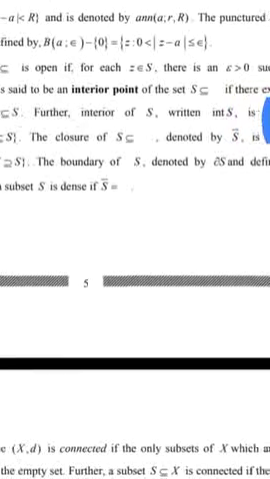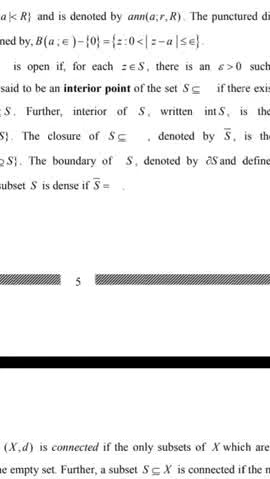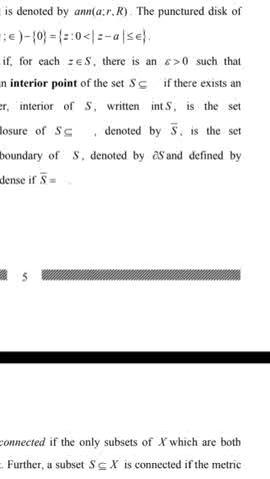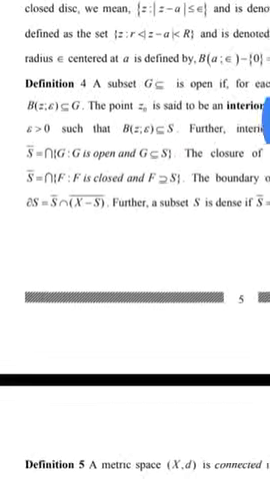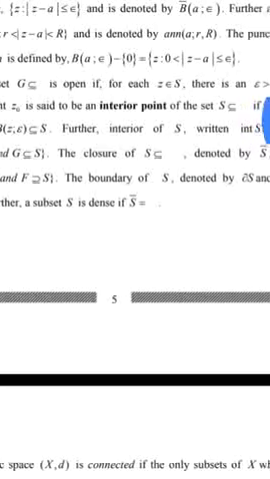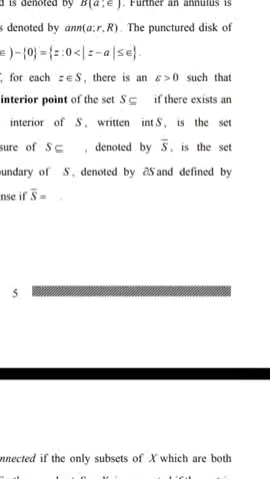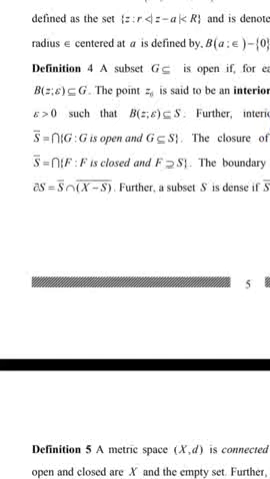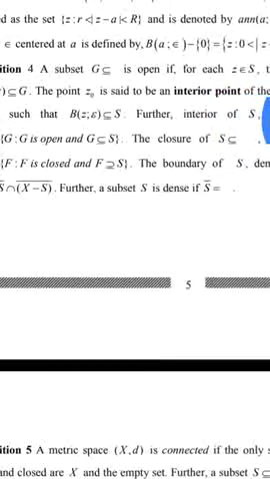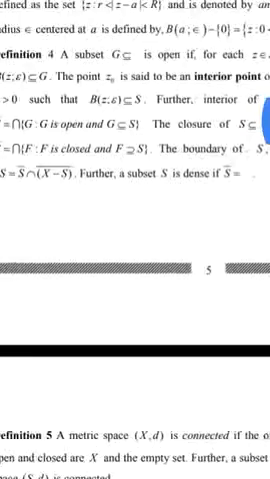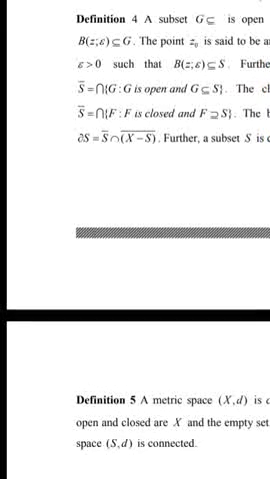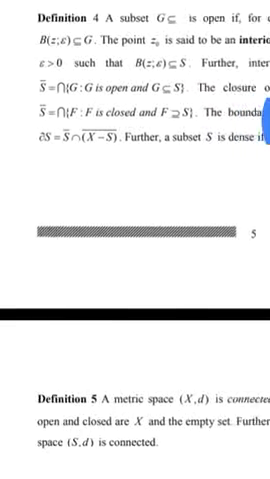Further, the interior of S, written int S, is the union of all G such that G is open and G is a subset of S. The closure of S, a subset of R, denoted by S closure or S bar, is the intersection of all F such that F is closed and F is a superset of S. The boundary of S, denoted by dou S, is defined by dou S = S closure intersection (X minus S) closure.